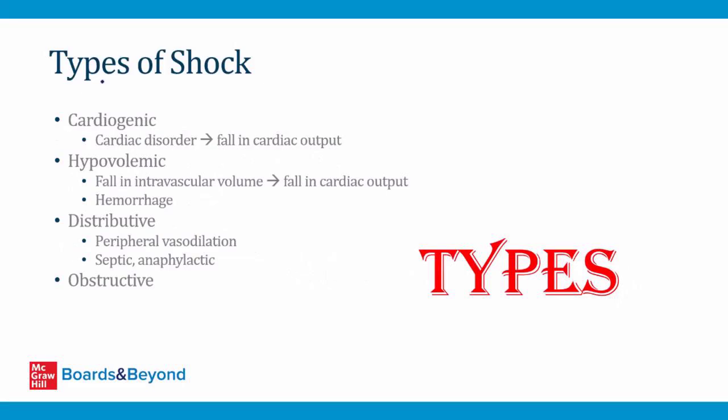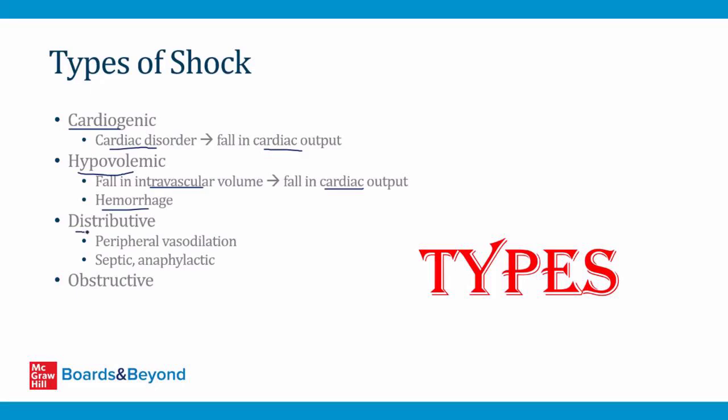Shown on this slide are the four major types of shock, and we'll go through all of these later in this video. So cardiogenic shock refers to a cardiac disorder where the left ventricle is not contracting normally, and this leads to a fall in cardiac output. Hypovolemic shock, as the name implies, refers to a fall in intravascular volume, and when there's not enough blood volume, there's going to be low cardiac output. And the classic cause of hypovolemic shock is hemorrhage, but there are other reasons why a person can just have low intravascular volume and therefore hypovolemic shock.